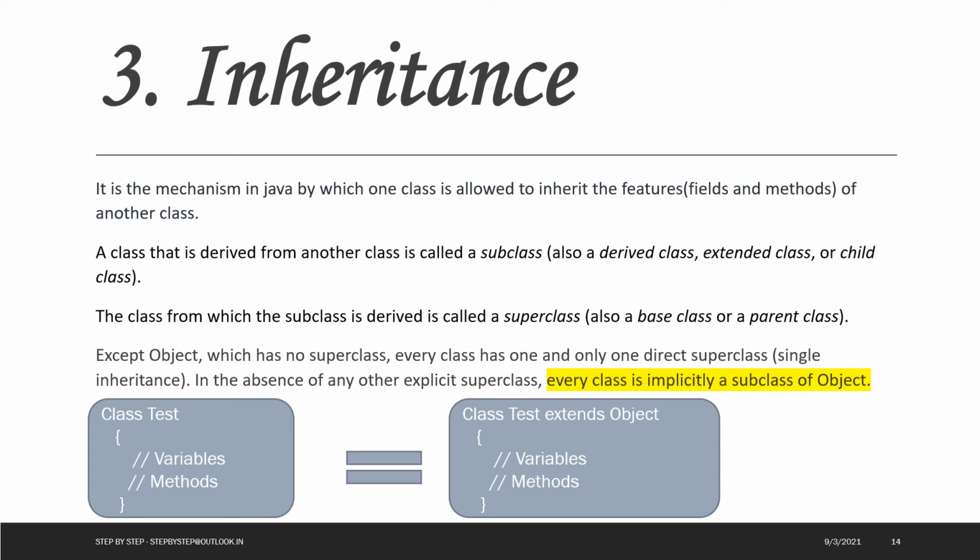If you take an example, if you have simply written a class Test, that means in Java it will be treated as class Test extends Object, because Object is the top level class for all the predefined and non-predefined classes in Java.